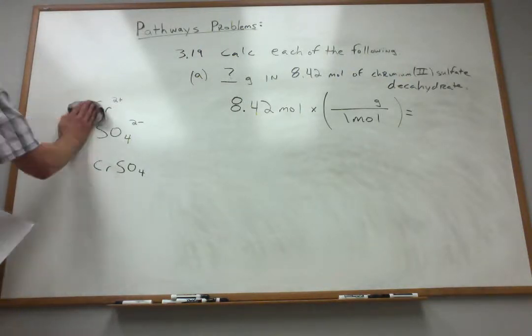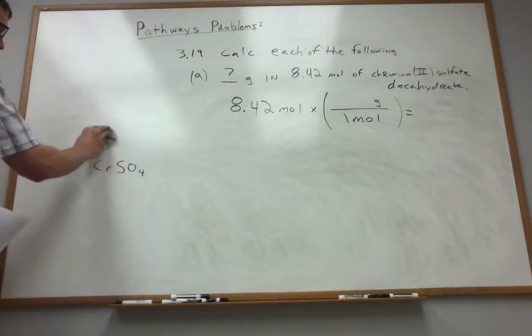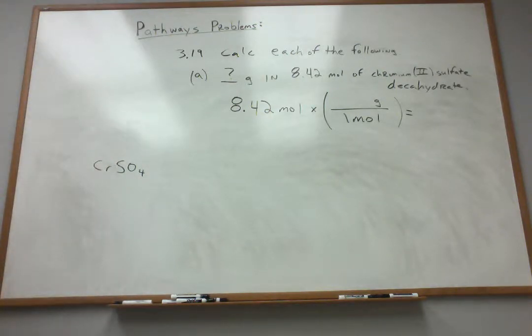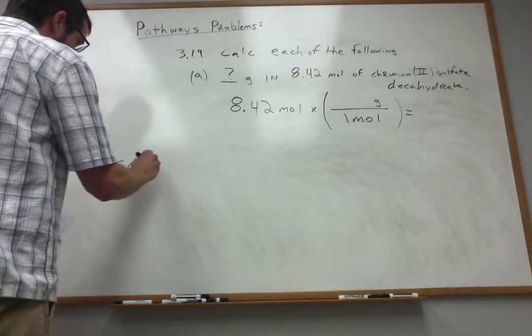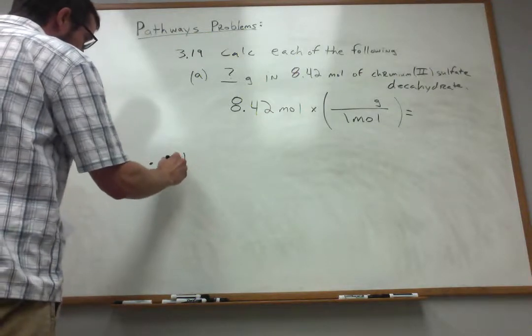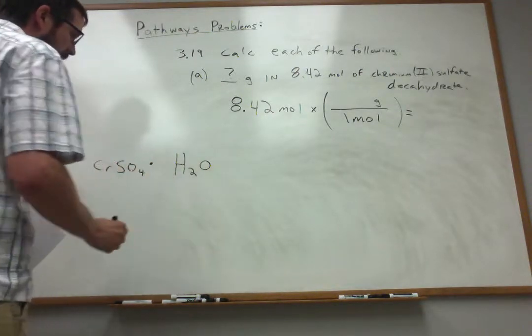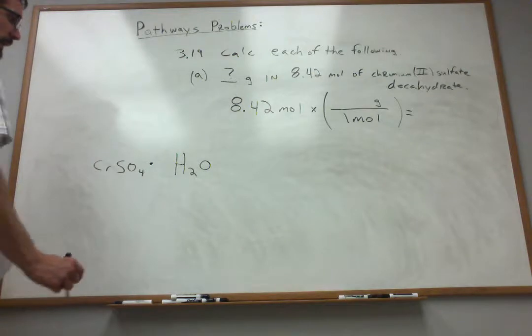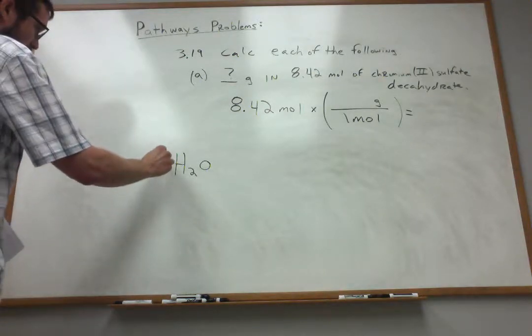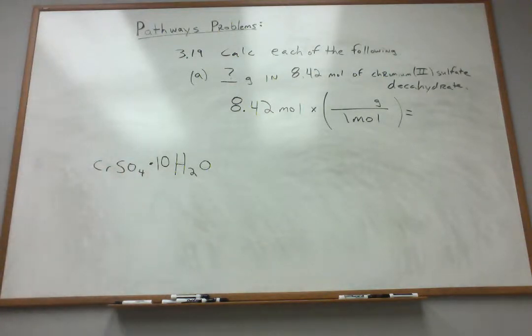Because now you can say, oh, a +2 and a -2, they balance each other, and that's the formula for my ionic compound. But you can't forget that it specifies we've got a hydrate, which means what? We've got to write dot some number H2O, and this is decahydrate. Boy, there's a lot of water associated with this. Deca is the prefix for 10. So this is the formula then for this material.